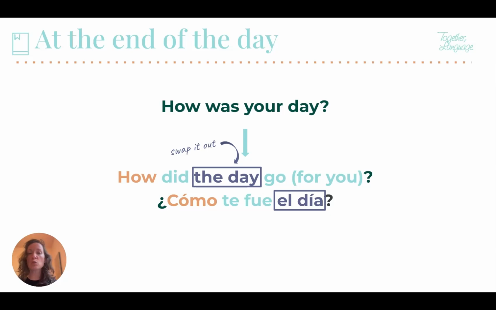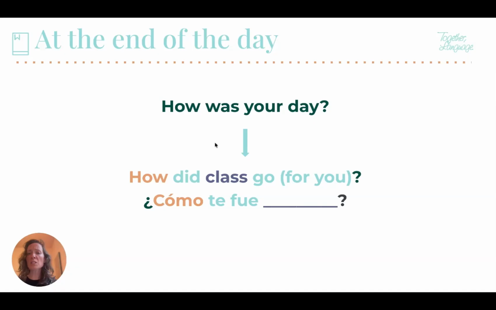And now we can just swap out the words that go in that little box. So instead of how did the day go for you, we can ask about other things too. So we can ask, how did class go for you? So maybe we're picking them up from art class and we want to say, how did class go for you? We would simply say, ¿Cómo te fue la clase?